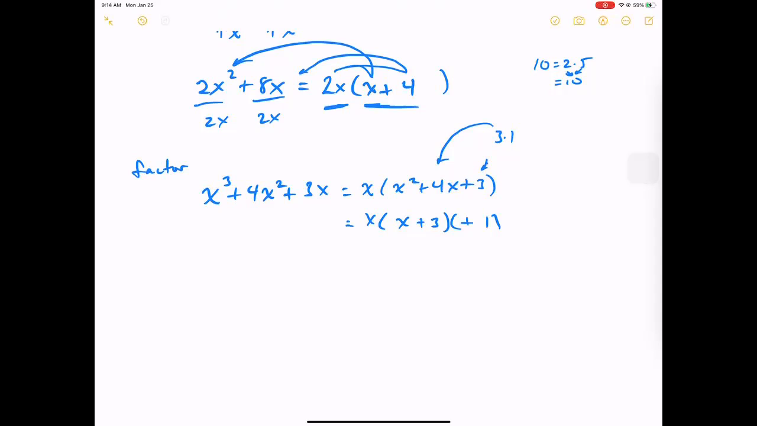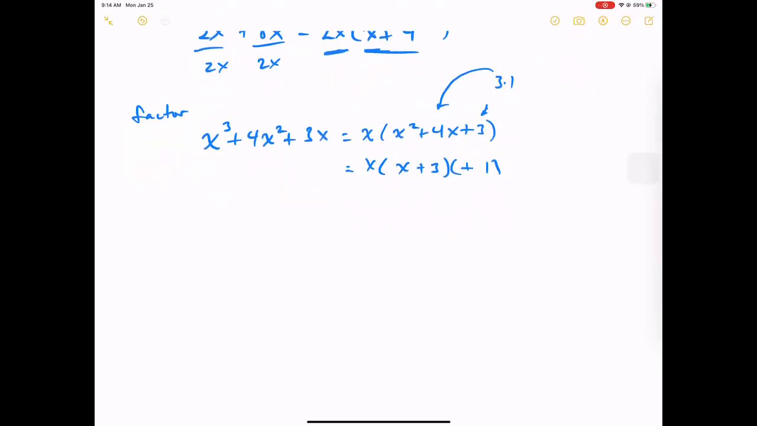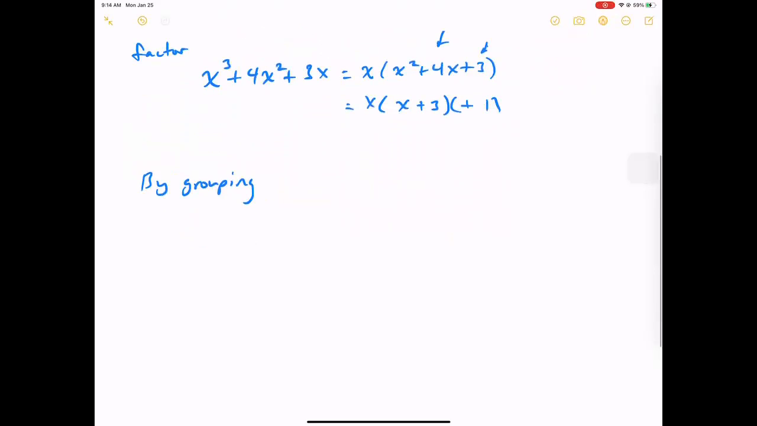So these are some skills that we've been working on already, and this is going to lead us to factor by grouping. Now, here's my factor by grouping problem. Because by grouping, you'll notice that there is nothing in common in this overall problem.